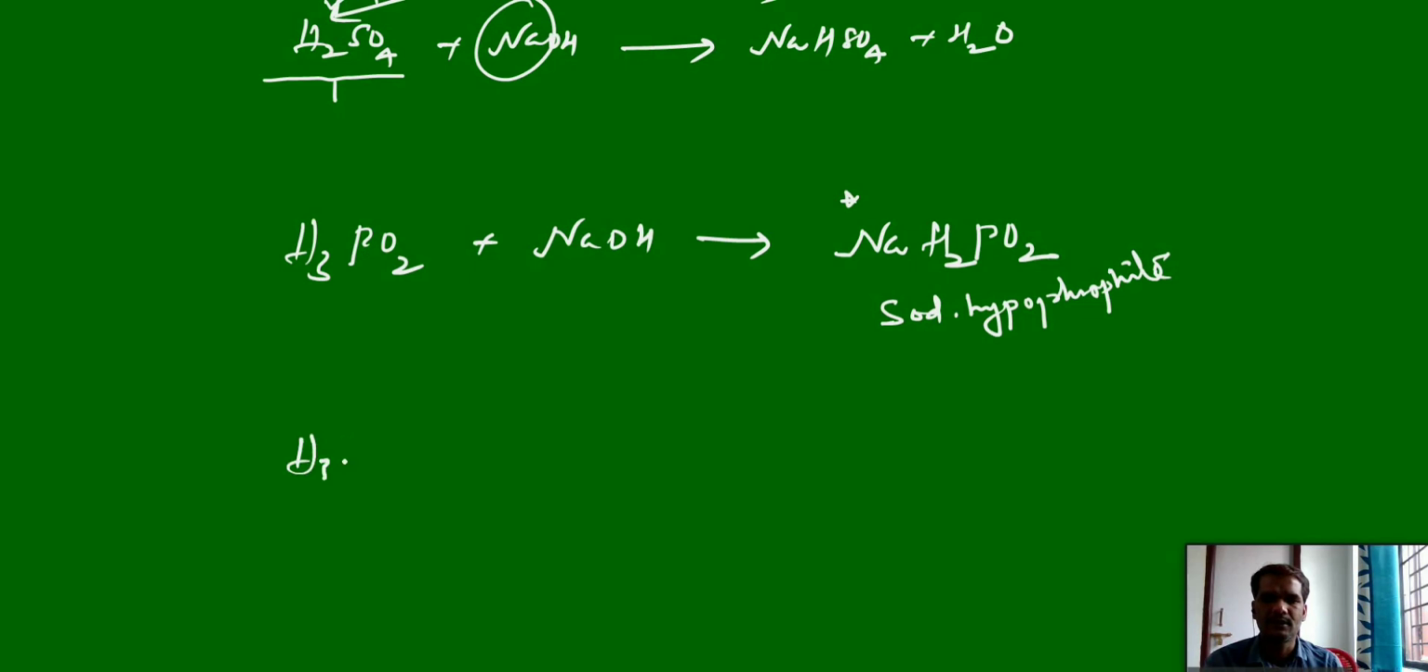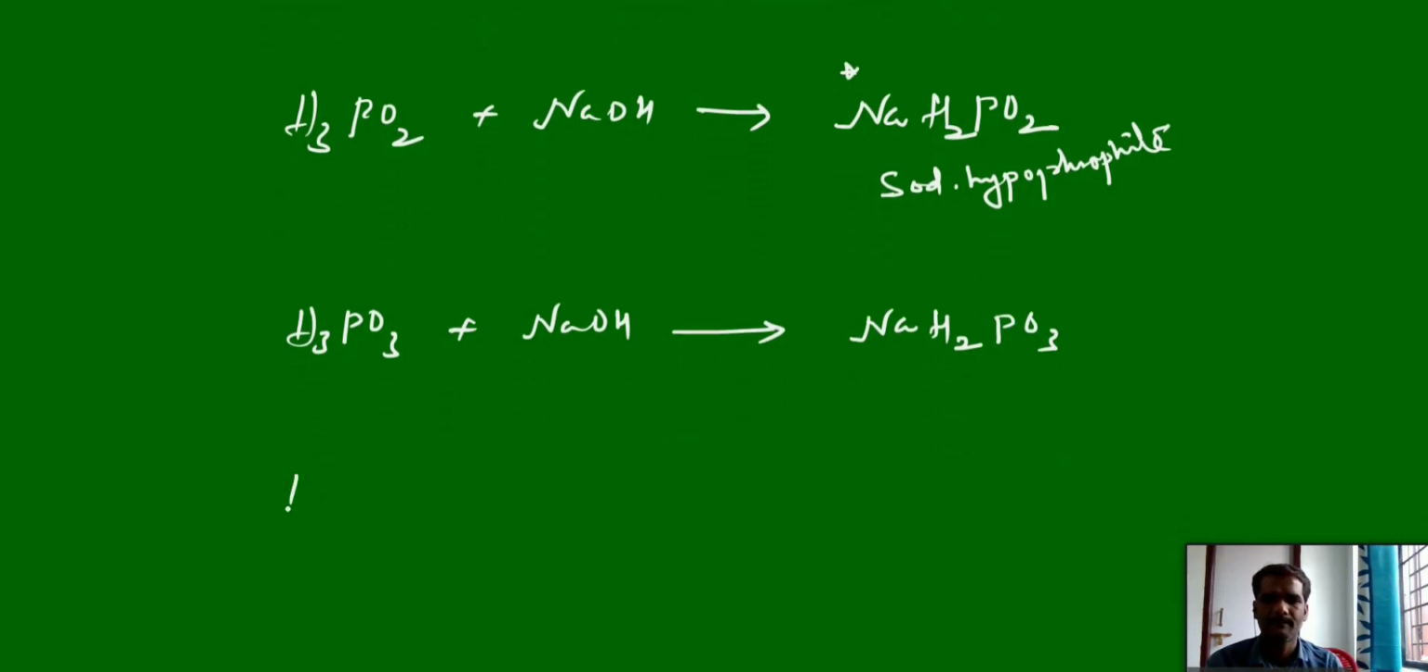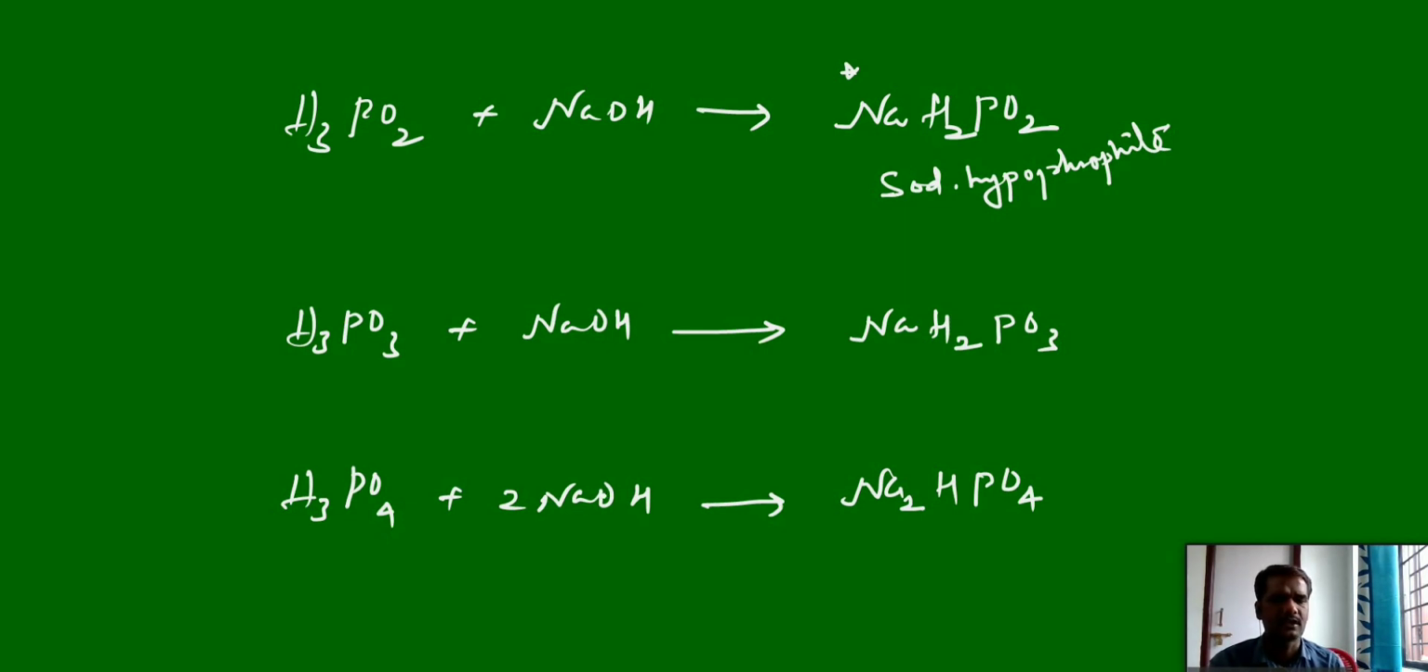And the same H3PO3, if we treat with NaOH, we will get NaH2PO3. H3PO4, and if we treat with NaOH, we will get Na2HPO4. Again, these are a kind of acid base reactions, neutralization reactions.